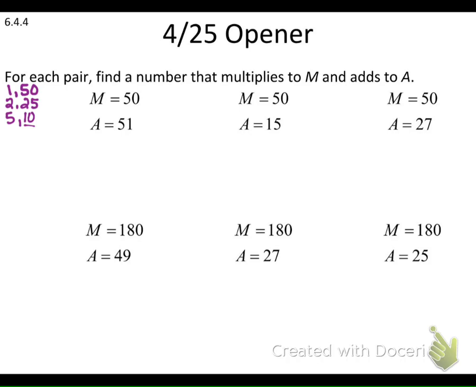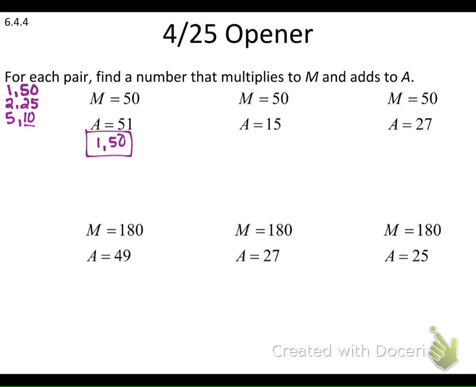Okay, so I'm going to look at these pairs, and I'm going to determine which of these I can now add together to get my A, which is 51. Who can do the first one for me? Daisha? 1 plus 50 will get me to 51, but 1 times 50 will get me to 50. Okay? Jaden, second one.